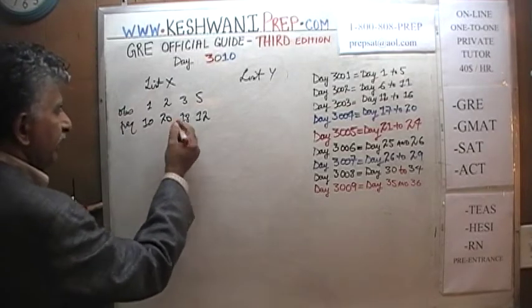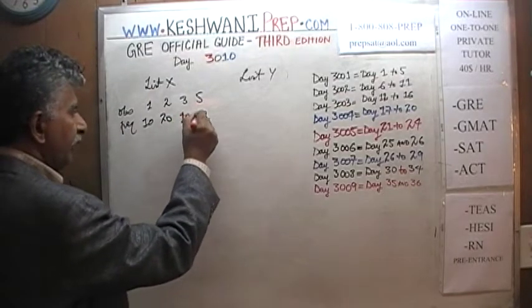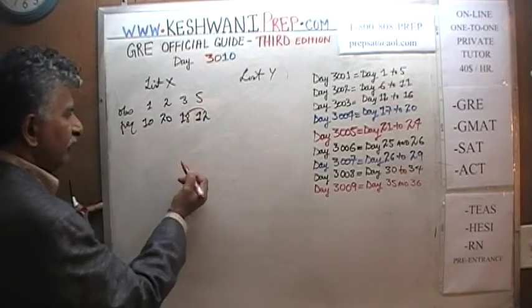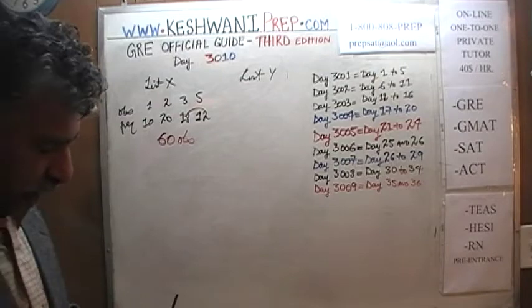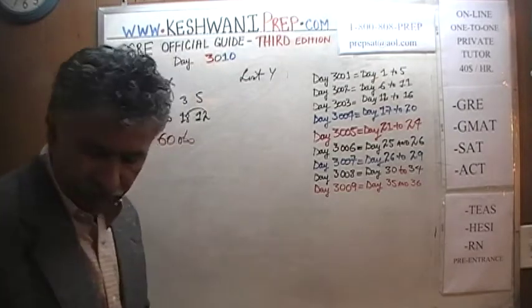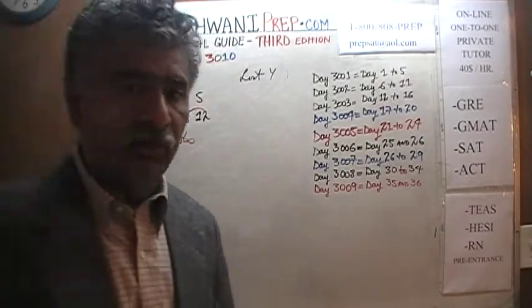10 plus 20 is 30. 30 plus 10 is 40. 40 plus 10 is 50. And 8 plus 2 is 60. So there are 60 observations. Even though we didn't have to do that, they tell you there are 60 observations. And similarly, the other list also has 60 observations.